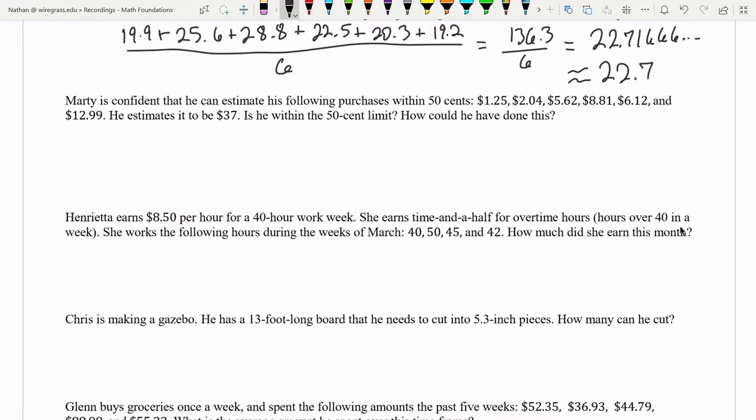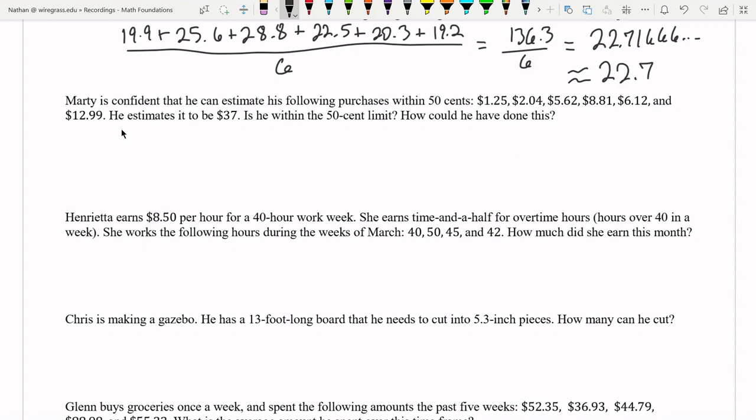Okay, Marty is confident that he can estimate his following purchases within 50 cents. So these are 1, 2, 3, 4, 5, 6 purchases, and he estimates it to be $37. Is he within the 50-cent limit, and how could he have done this? Well, at first look here, it's not quite obvious how he can be so confident that he can get it within 50 cents. Maybe $1, maybe $2 you could be confident of, but 50 cents is kind of a small range. Let's actually see if he's within that 50-cent limit.